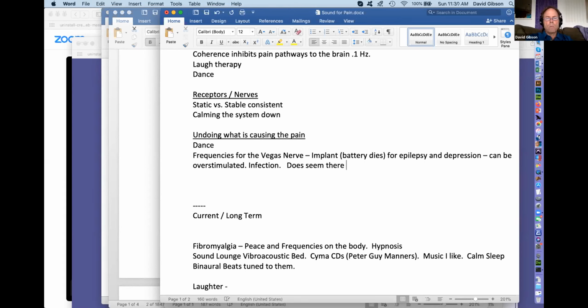Okay. So, VAGUS for Vegas. Oh. It's like the Las Vegas nerve.